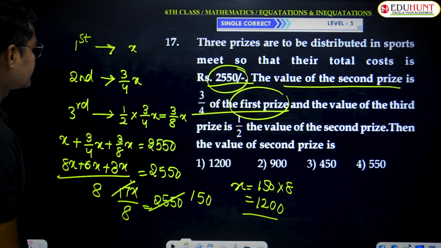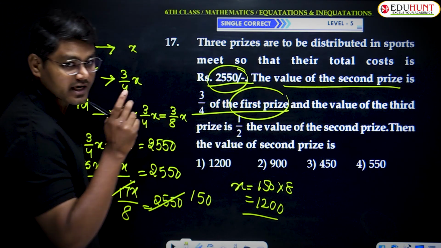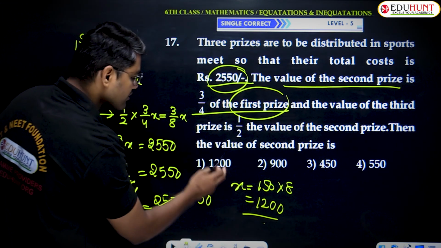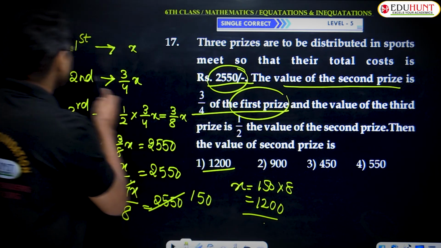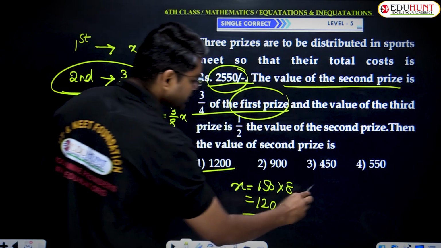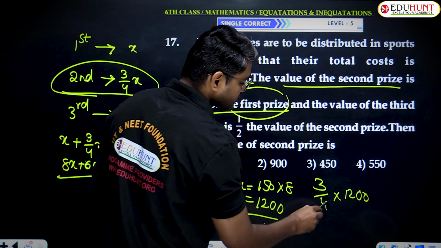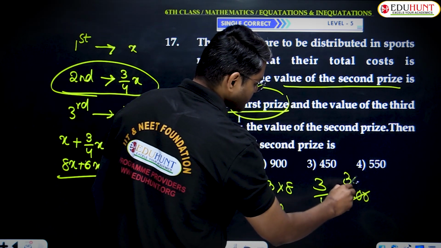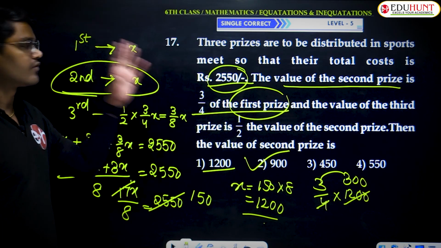Then the value of the second prize. What is the second prize here? We have to read the question very carefully. We got the x value, 1200. Here in the options 1200 is there, but that is not the answer. So, here the second prize is asked in the question. Second prize means 3 by 4 of 1200. 3 by 4 of 1200. 3 3's are 9. So, option 2 is the correct answer for this question.